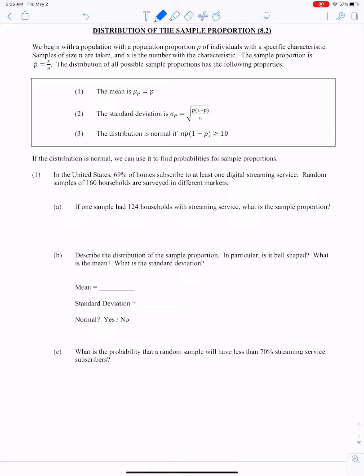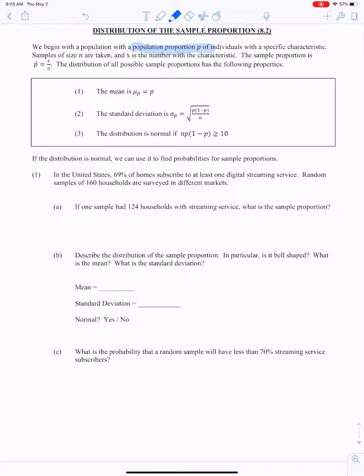Hi everyone, the purpose of this video is to go over the distribution of the sample proportion, which is the second of our distributions involving taking samples. In this case, we're talking about sample proportions. If you look at these problems, they will always give you some kind of a sample proportion. For example, we start with a sample population proportion P. That's the true value of the population proportion.